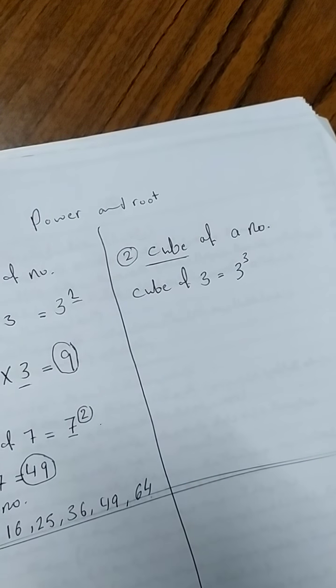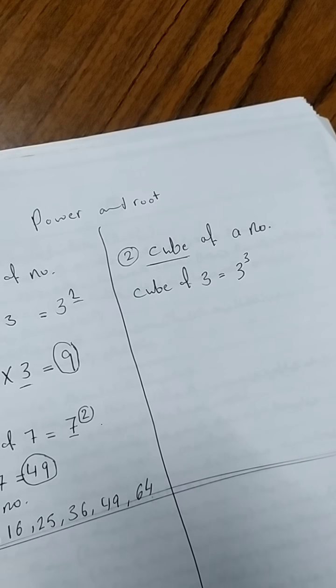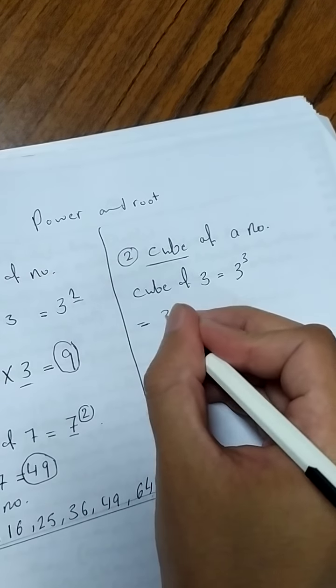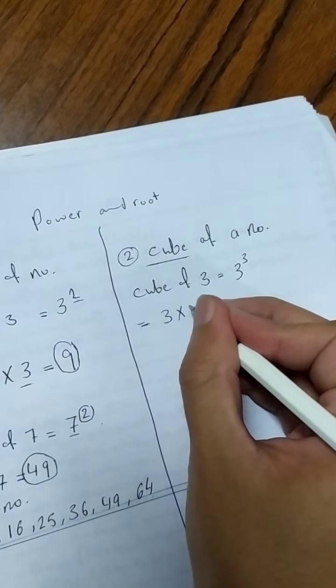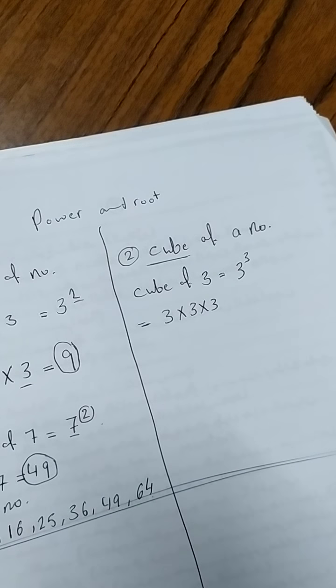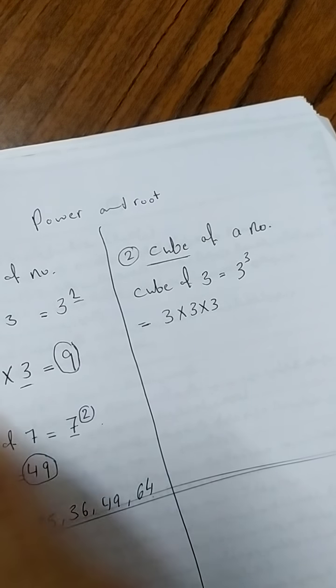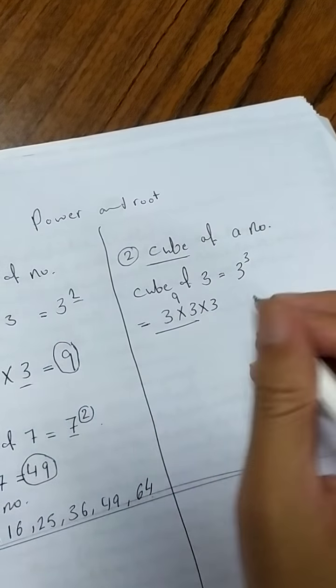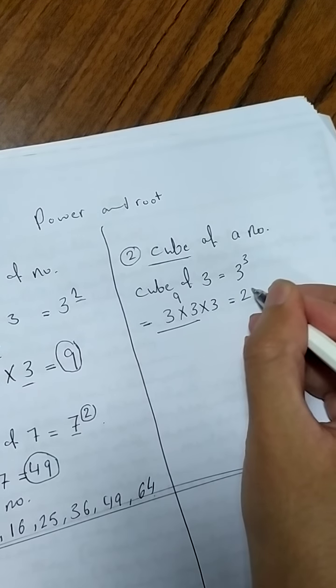Cube of a number means this number to the power of 3. Now you can tell me that 3 to the power of 3 means 3 multiplied by itself 3 times. So 3 times 3 equals 9, and 9 times 3 equals 27.